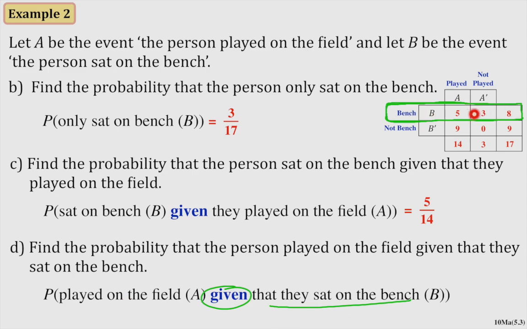Well, these are the people that sat on the bench. How many of the people sitting on the bench played on the field? 5 of them played on the field that sat on the bench. 3 of them that were on the bench didn't play at all. So we're interested in 5. 5 that played on the field, so it's 5 out of the 8 people in that row. So it's 5 out of 8.